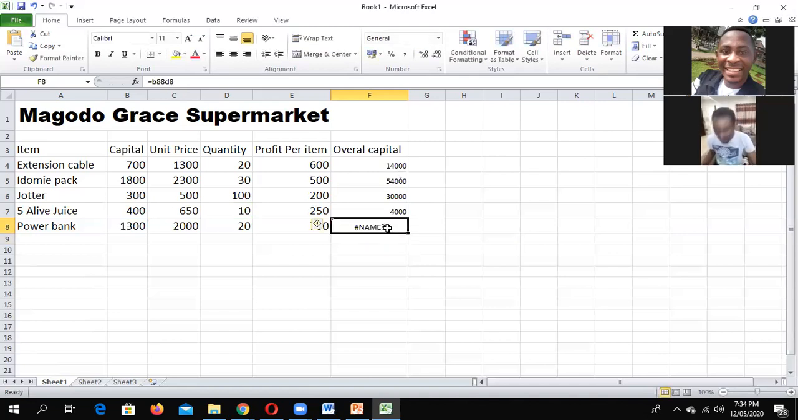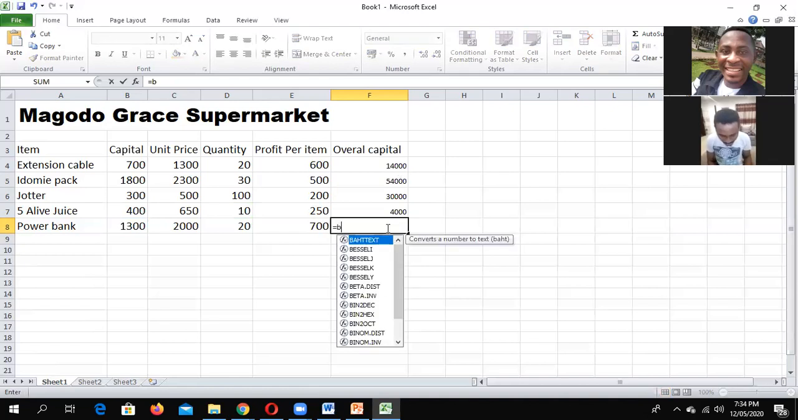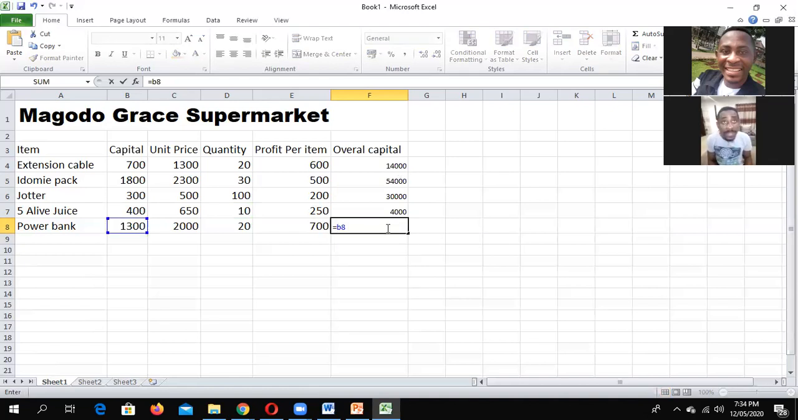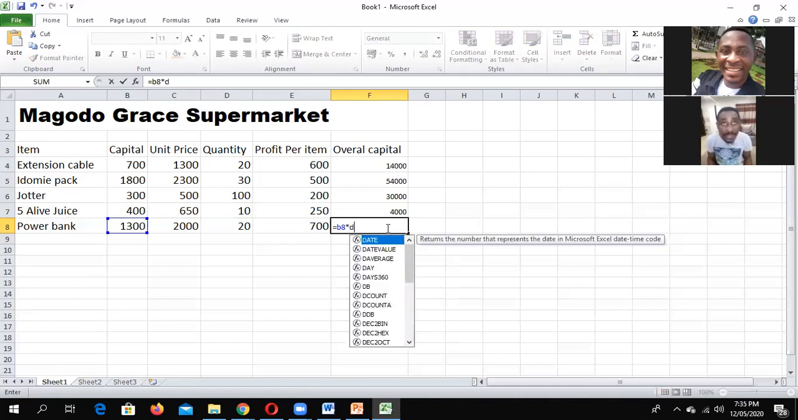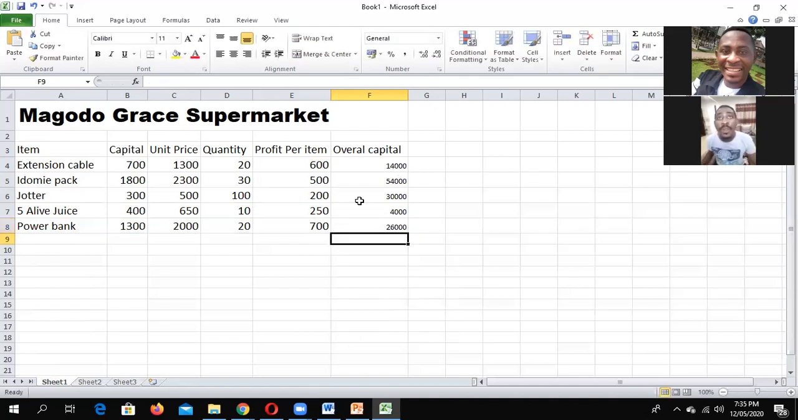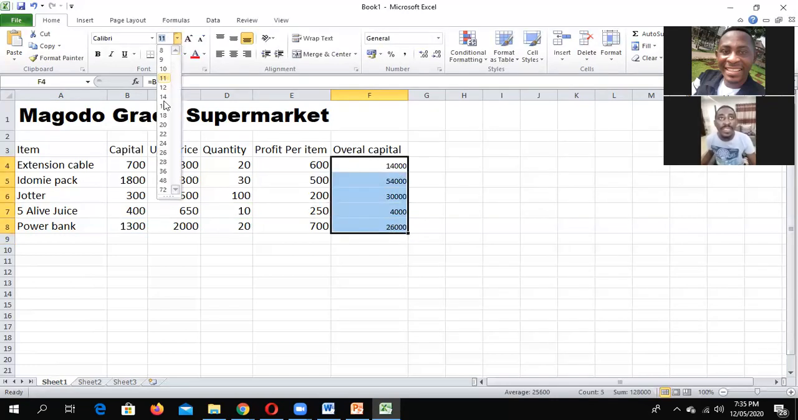Oh, sorry, we didn't do that properly. So say equals to B8 times D8. Okay, so that's the answer. I need to just increase the size here so that you can see clearly. Okay, so that is the overall capital.